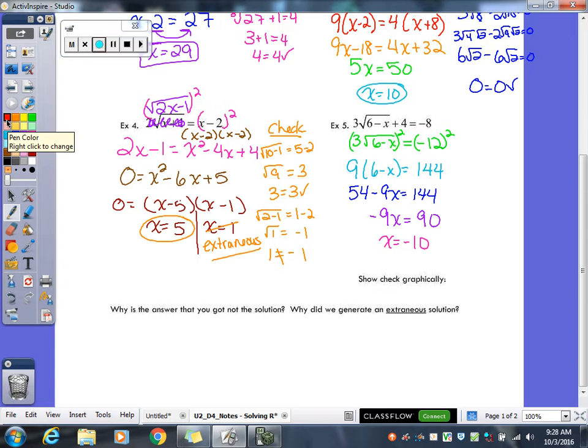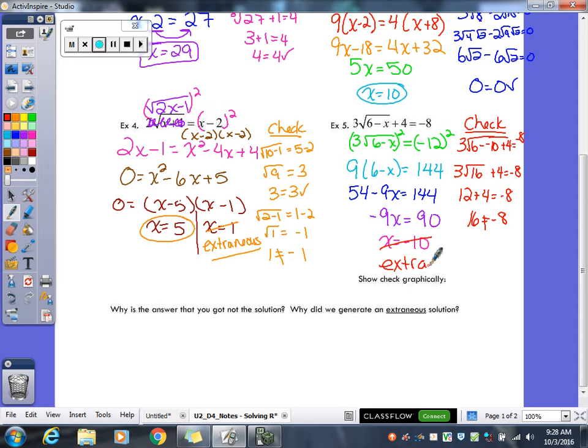So now we're going to go through and do our check. Now be careful, when you plug that negative 10 in, you make it minus a negative, which remember means we're adding. So this becomes 16, which square root of 16 is a 4. 4 times the 3 gives us a 12. So I get 16 equals negative 8, which it actually does not. So this is extraneous. Now the reason why this is extraneous is because these two parts of the graphs would not touch each other.